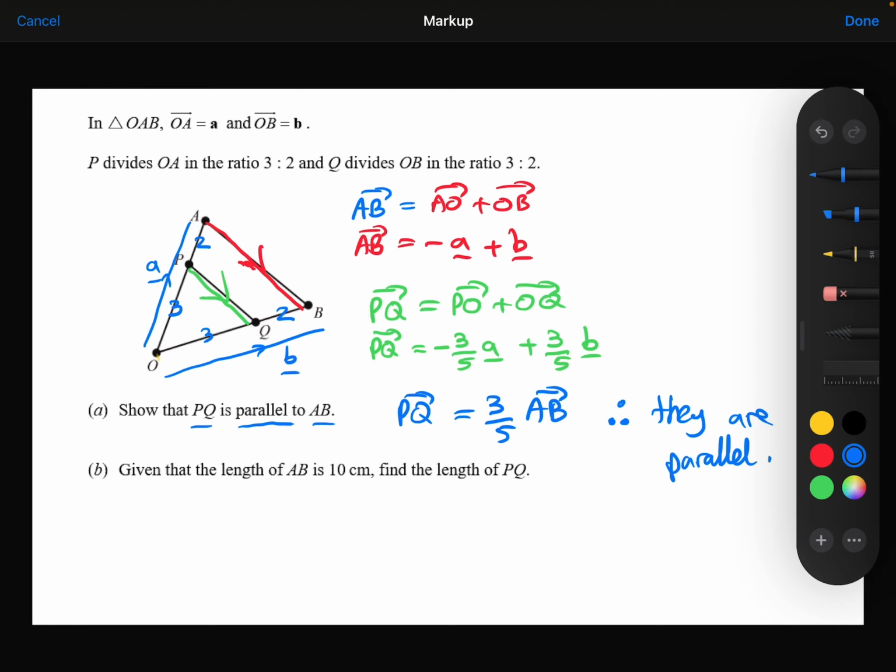Part B. Given that the length of AB is 10 centimetres, find the length of PQ. Well, we've just said that PQ is 3/5 of AB. If PQ is 3/5 of AB, then its length will be 3/5 of 10, which is 6.